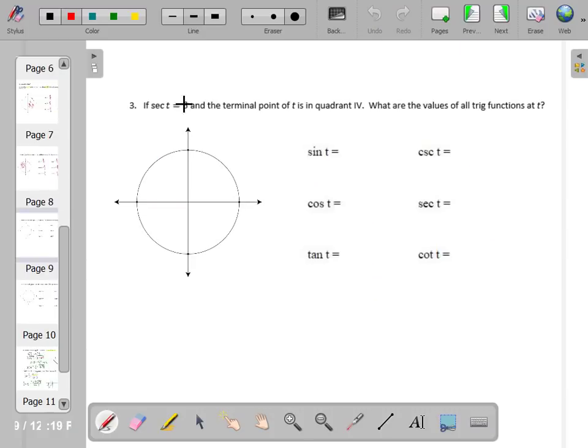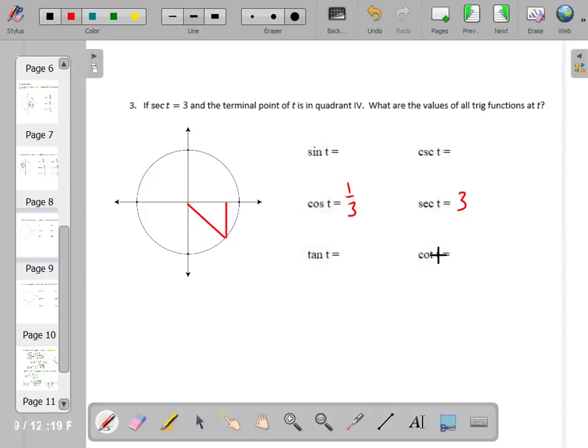This one's a little fancier. They give me secant is 3, and I'm in quadrant 4. So again, I'll draw a triangle in the fourth quadrant. And I know that the secant is 3. Now, one way that I'll do this is, I'm not super great at knowing secant and knowing everything from secant, but I'm pretty good with cosine. If secant is 3, then the cosine is 1/3. They're reciprocals. So the cosine is 1/3.